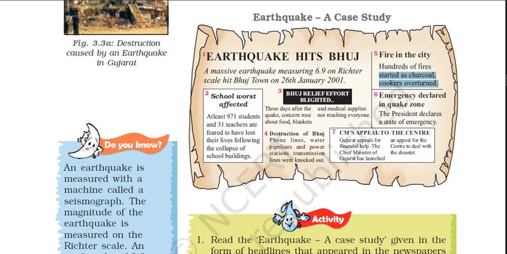Emergency declared in quake zone. The president declares a state of emergency. CM's appeal to the center. Gujarat appeals for financial help. The chief minister of Gujarat has launched an appeal for the center to deal with the disaster.